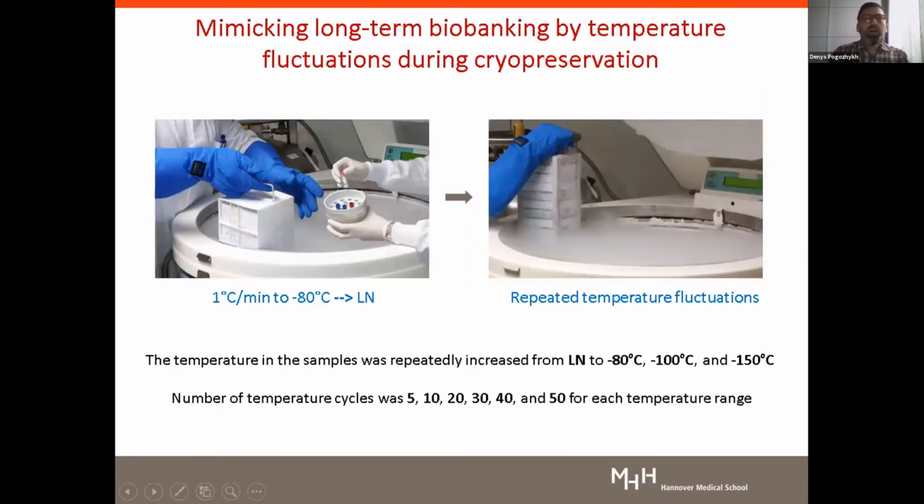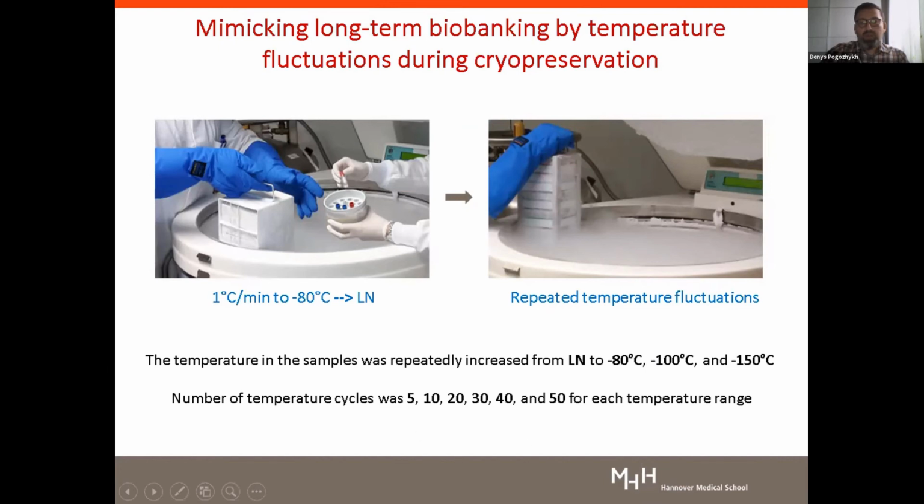So we decided to study what happens to the cells, and we tried to mimic these temperature fluctuations, mimic long-term biobanking, during cryopreservation. We took for MSCs a really standard protocol: first 1 K per minute to -80, many of you know Mr. Frosty, into liquid nitrogen. This is widely used everywhere for stem cells with normal cryopreservation medium. And we made repeated temperature fluctuations from liquid nitrogen to -80, from liquid nitrogen to -100 and to -150.